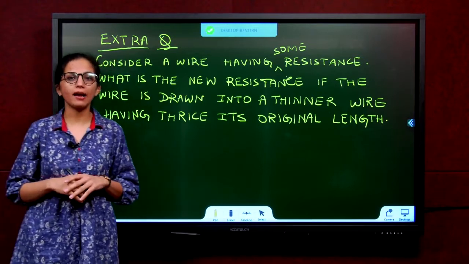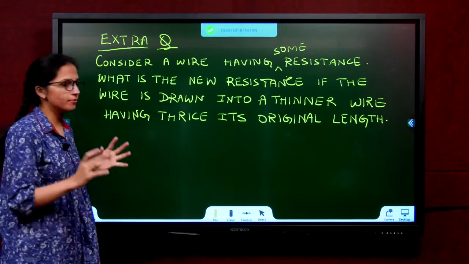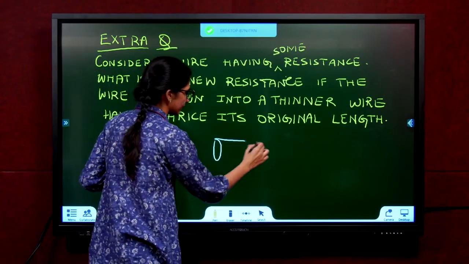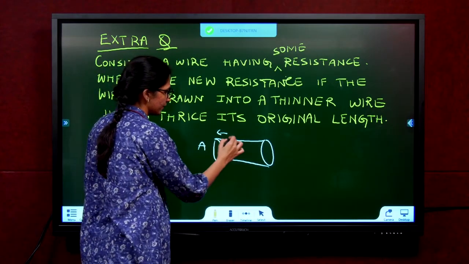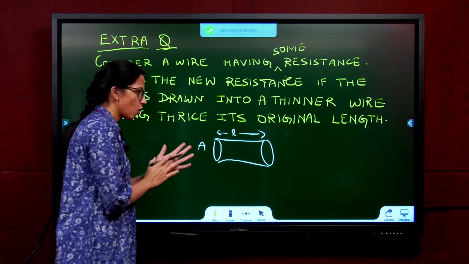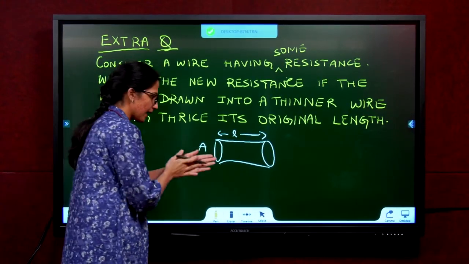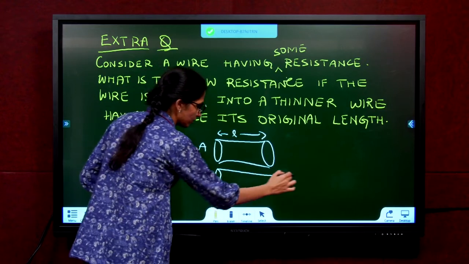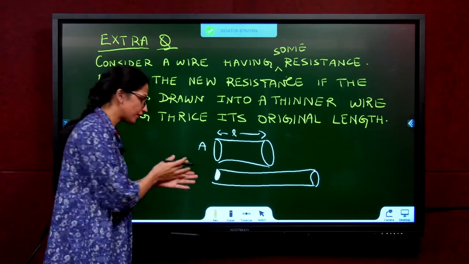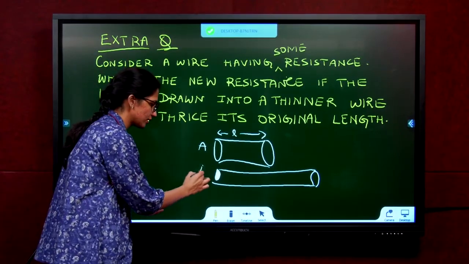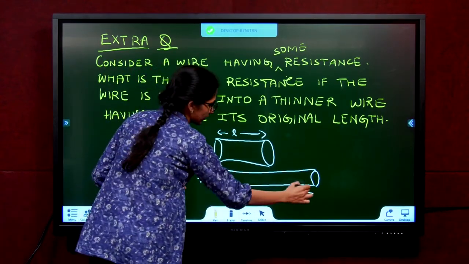Now let us understand what happens if you expand it or draw the wire. Draw the wire means, imagine you have some clay. Think this is clay, and this has some area and some length. What happens now if you roll the clay like this and make it thinner? As you make it thinner, it will become longer. Do you agree? So if you keep making it thinner and reduce the area to A by 2, you will see that the length becomes 2 times the original length.